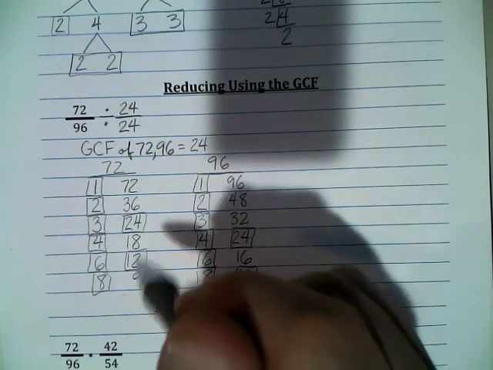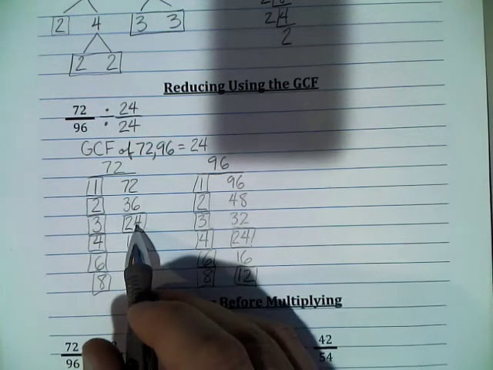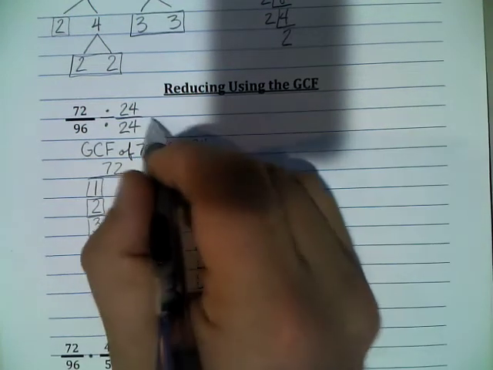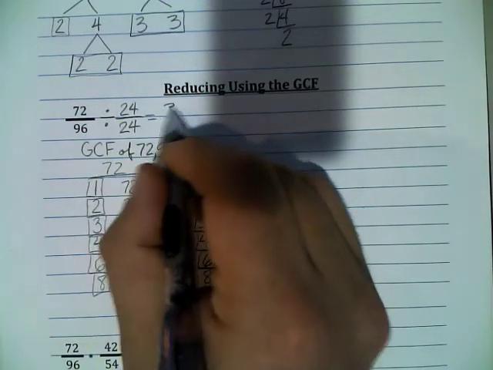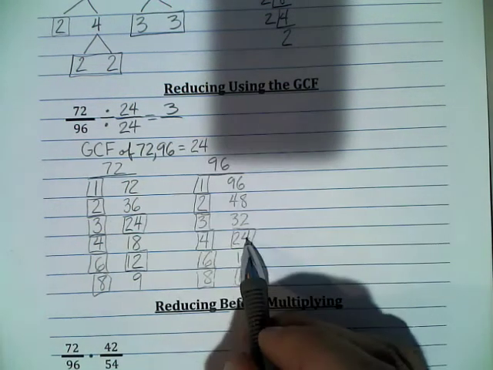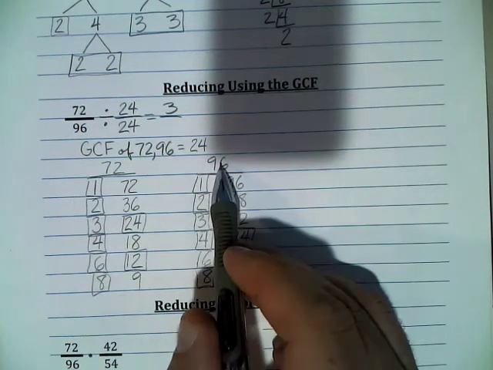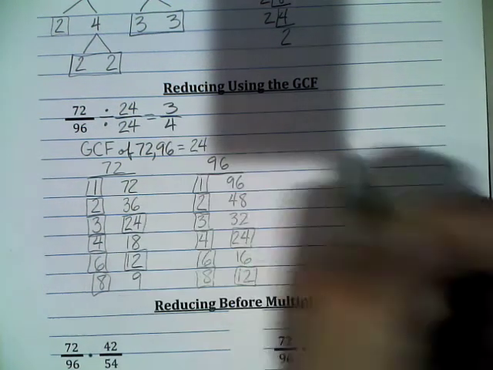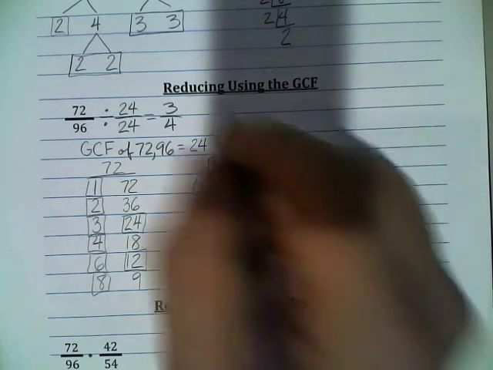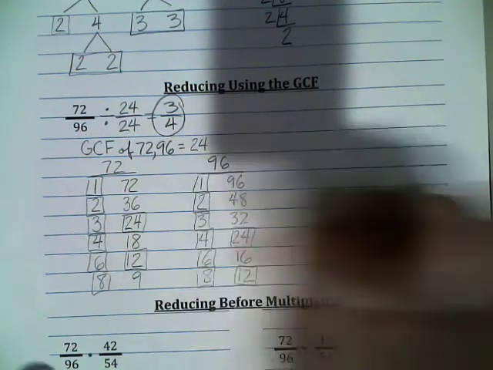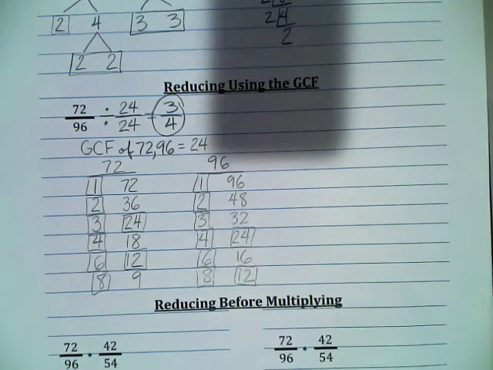Well, we've already got the work for this. We know that 24 times 3 is 72, so 72 divided by 24 must be that 3. And we know 24 times 4 is 96, so that must be the 4. And once again, we find out that 72 over 96 is 3/4.